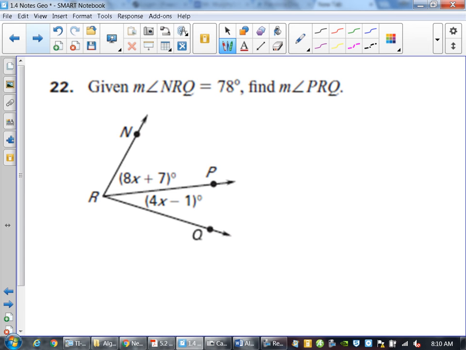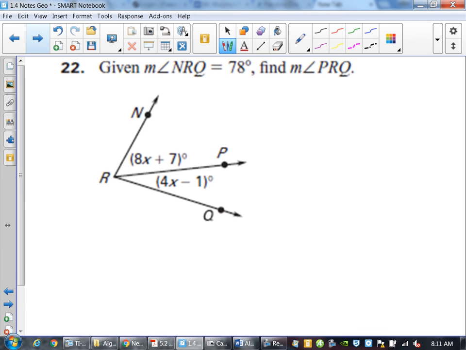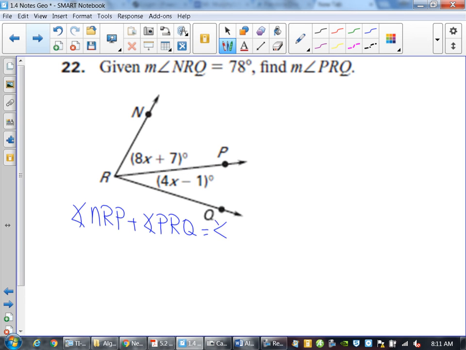So, we know that NRQ is made up of what two angles? NRP and PRQ, very good. So what we can do is we can write it out long form, knowing that angle NRP plus angle PRQ has to equal NRQ.